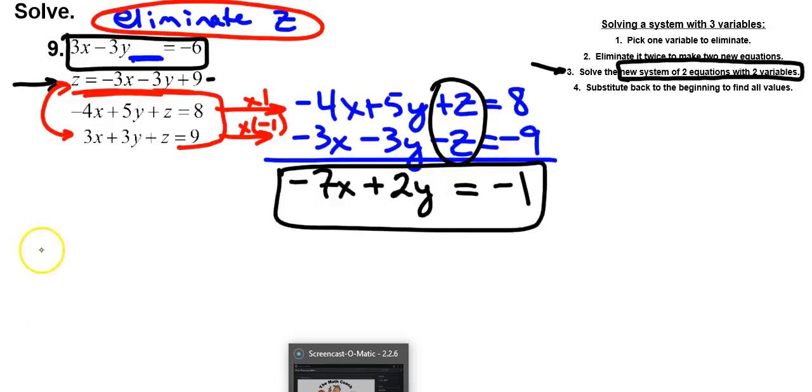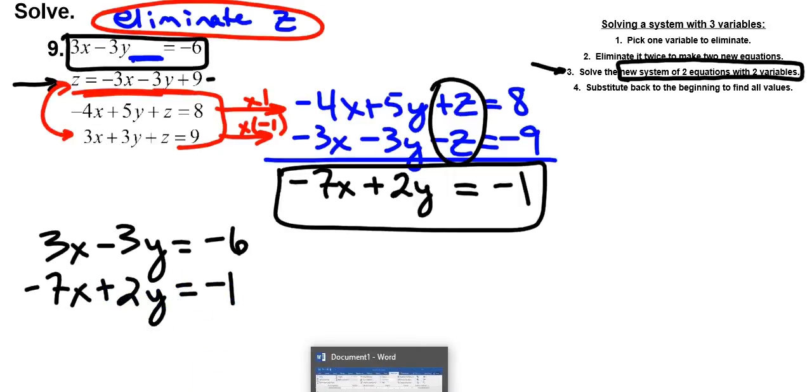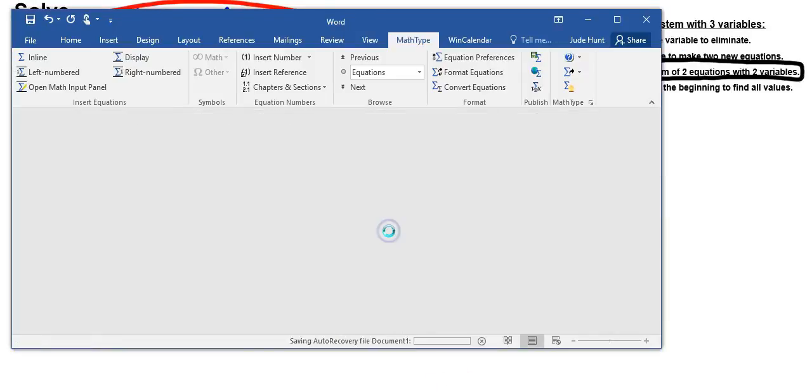So let me write these out over here. 3x minus 3y equals negative 6, and negative 7x plus 2y equals negative 1. Now this one isn't quite as neat as we would like to have. Let me just clear that out.